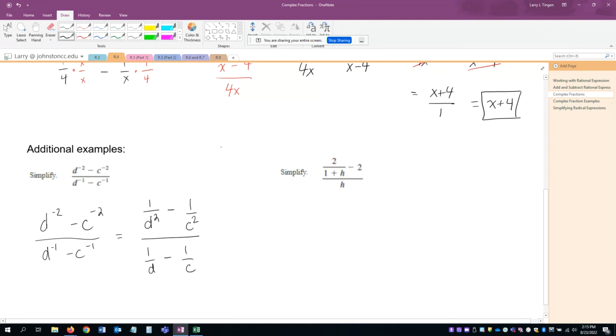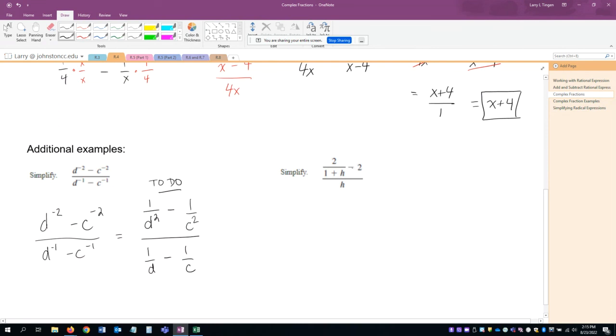Now this looks like the problem we did above, right? That looks like something you've done before. So I'm going to leave this one for you to finish, and this next piece.